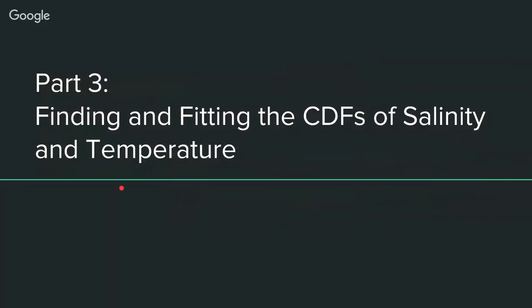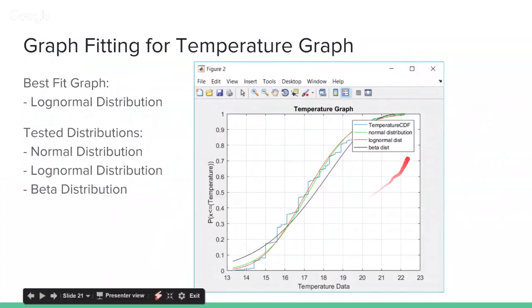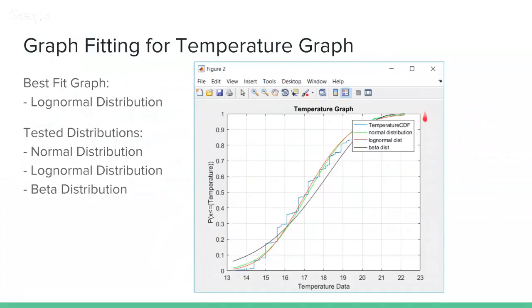All right, thank you. So this is finding and fitting the CDFs of salinity and temperature. This part is very similar to what we did in step 1, where we made some CDFs, except these are for temperature and salinity. So right here we have our temperature CDF graph, and we also had some other analytical graphs on here, just to find a best fit that would match our CDF. If you look, our log normal ended up being the best fit, and that is the red line right here. It's actually pretty close to the normal distribution as well.